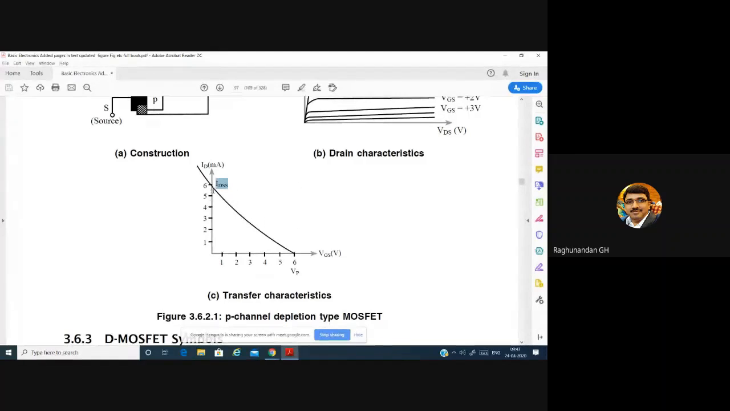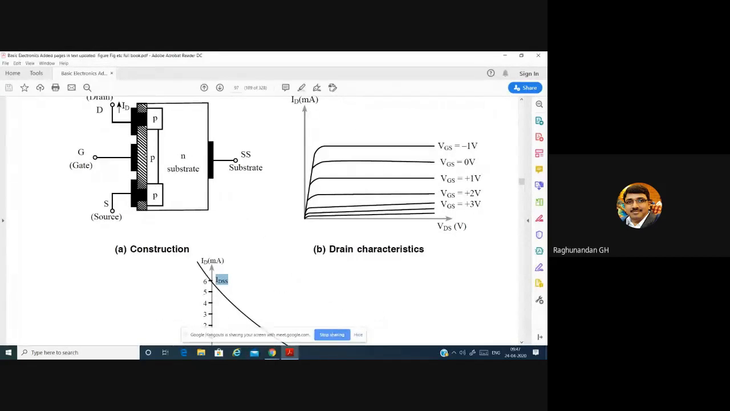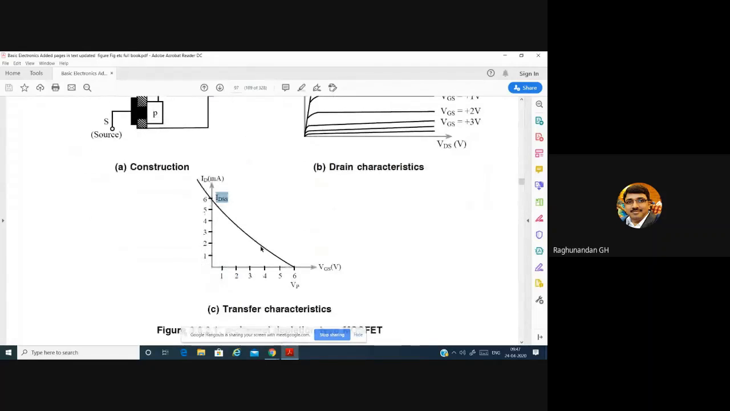And again, you can see that when VGS keeps on increasing, that is, VGS is positive, during that time the current keeps on decreasing. When VGS values keep on increasing, the current keeps on decreasing. And 6 volts is the pinch-off voltage for the P channel MOSFET. 6 volts is the pinch-off voltage.